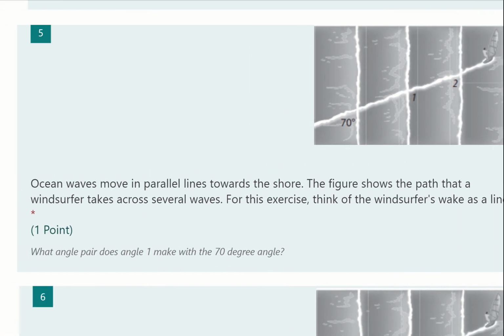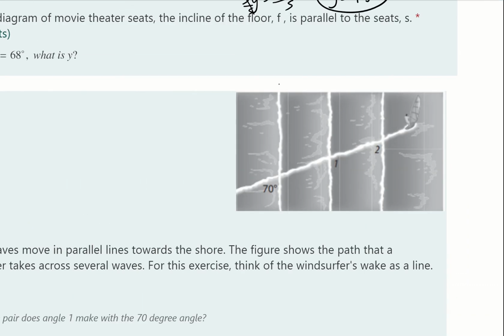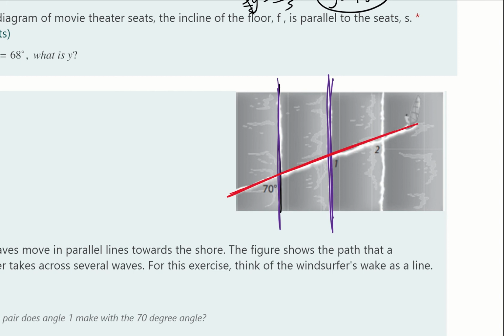Okay, so we're trying to find what angle pair does angle 1 make with the 70-degree angle. So we have these parallel lines, each cut by a transversal. And if you notice, angle 1 and 70 degrees are both on the exterior, so they're outside the sandwich, but they're on the same side of the toothpick, okay? But we know that if they're exterior, alternate exterior angles are equal.